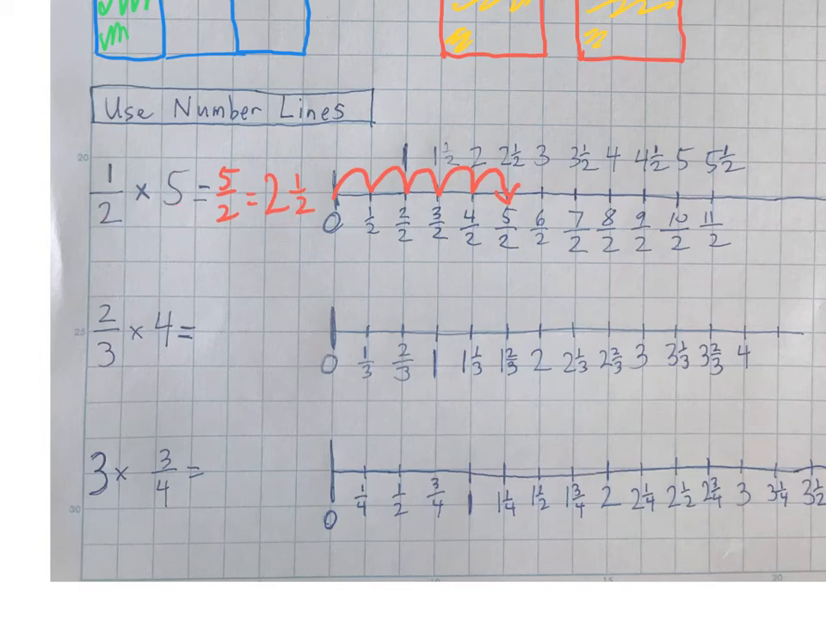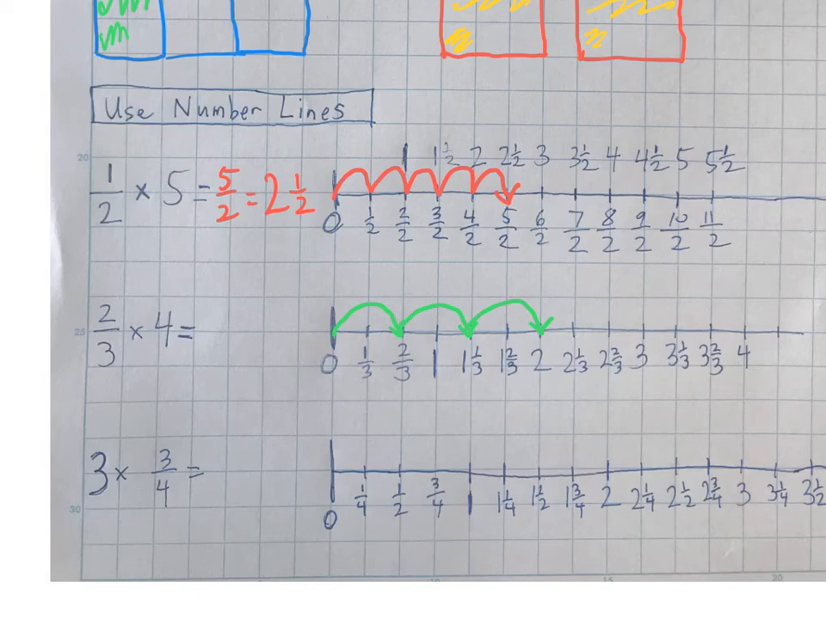2 1/2. 2/3 times 4. So now we need to go 2/3 each time. So there's 2/3, 2 more thirds, 2 more thirds. And if you do it one more, then you'll have it times 4 and you'll see what the answer is.